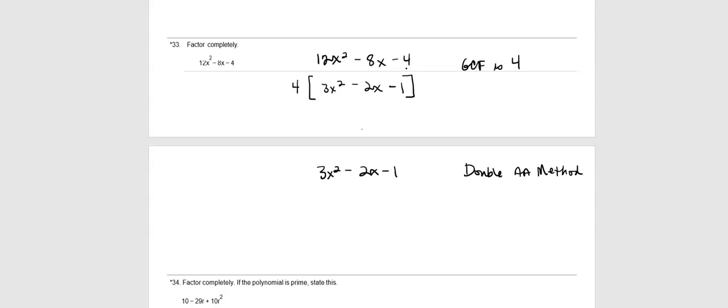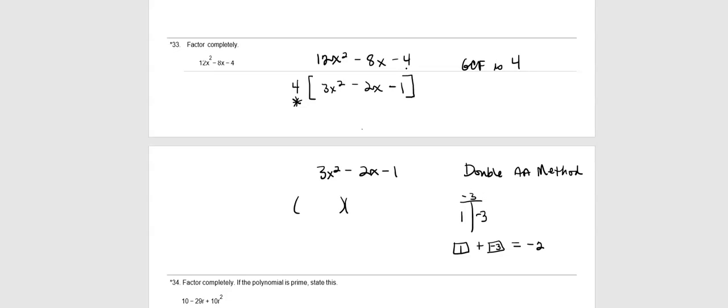And let's start the double A method here, but again, you have to keep in mind there was an initial GCF that will be a part of our answer. So we have our A times C, which is a negative 3. And so, of course, only 1 times 3 gives us 3. And in this case, since we're looking for what will add to equal a -2, that's our b here, then the 3 must be negative. So we're using a +1 and a -3.